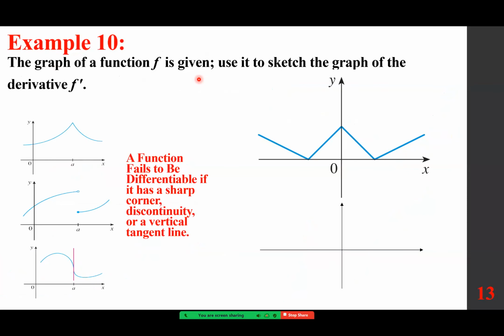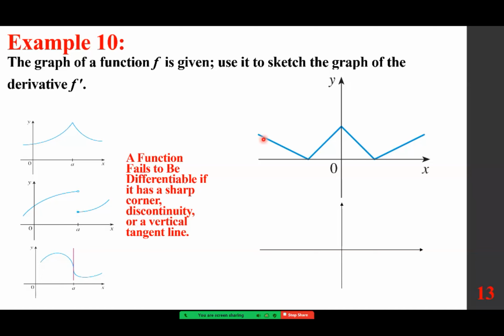The graph of a function is given. Use it to sketch the graph of its derivative f prime. First, reminding you that a function fails to be differentiable if it has a sharp corner, discontinuity, or a vertical tangent line.